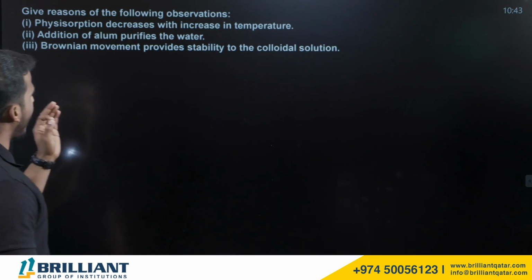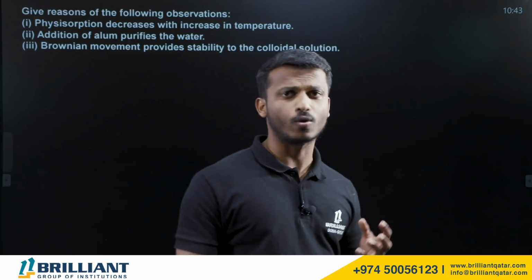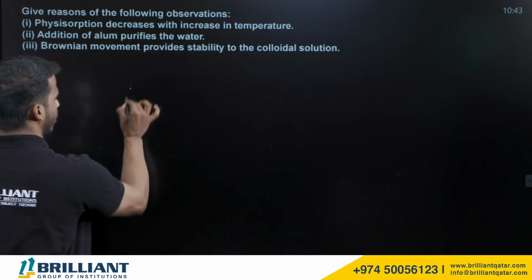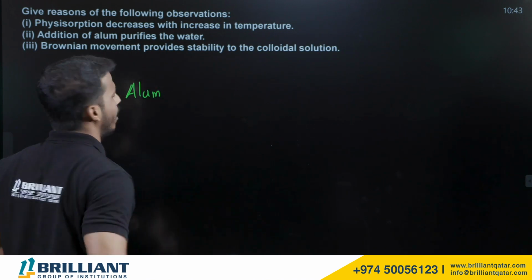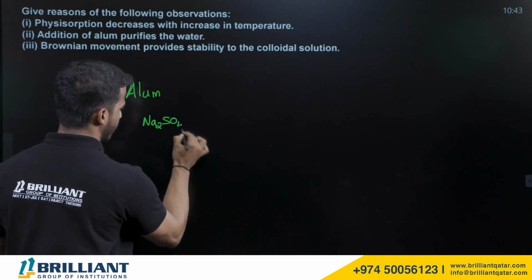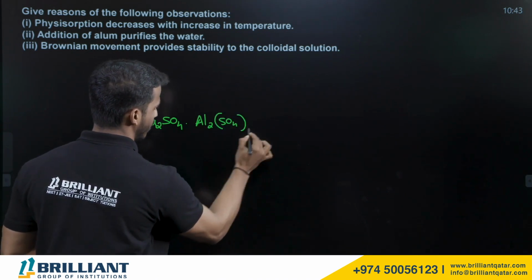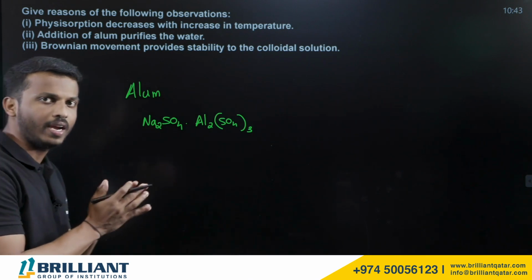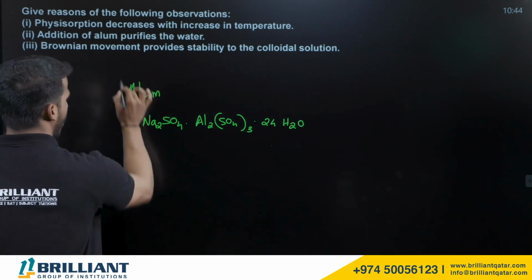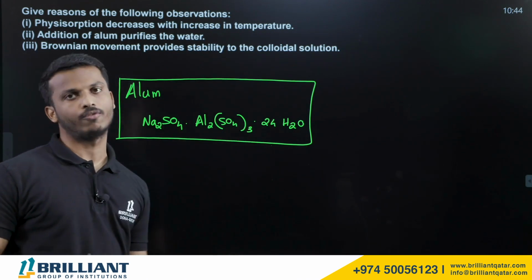Second question. Addition of alum purifies the water. You may study it as an application of the coagulation part. Dear all of you, what is alum chemically? That's a question for your examination. Alum is a salt of sodium sulfate, Na2SO4, along with aluminium sulfate, Al2(SO4)3. It's a double salt, a mixture of sodium sulfate and aluminium sulfate along with 24H2O, a hydrated form. This is called alum.